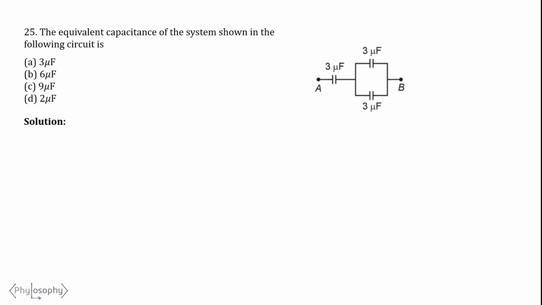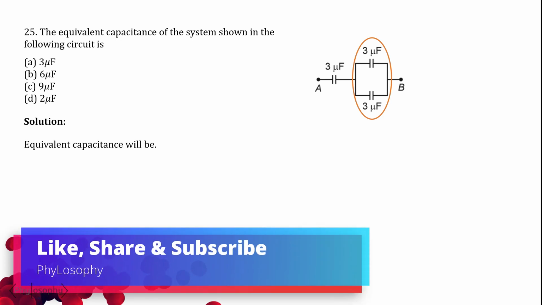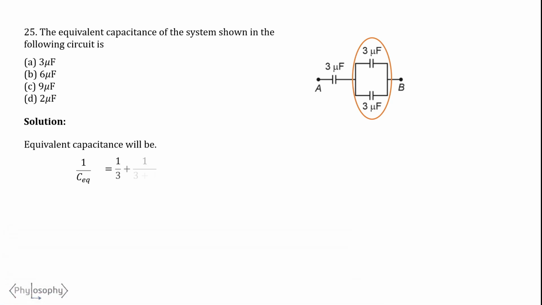Now, to solve this problem, we need to identify which capacitors are in parallel combination and in series combination. So, as you can see, these two capacitors are in parallel combination. So, their equivalent capacitance should add up, that is, their equivalent capacitance is 3 plus 3, which is 6 microfarad, and this equivalent capacitance is in series with the third capacitor. So, you can say that the total equivalent capacitance of this circuit, which you can denote with CEQ, is equal to 1/3 plus 1 over 3 plus 3. So, CEQ is 2 microfarad. Therefore, option D is the correct answer.